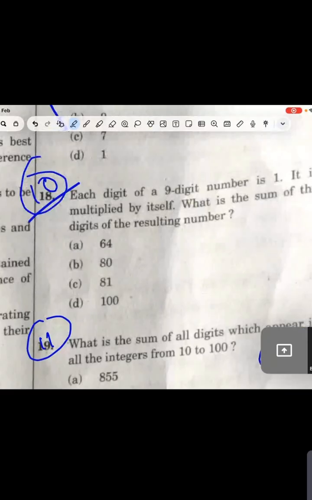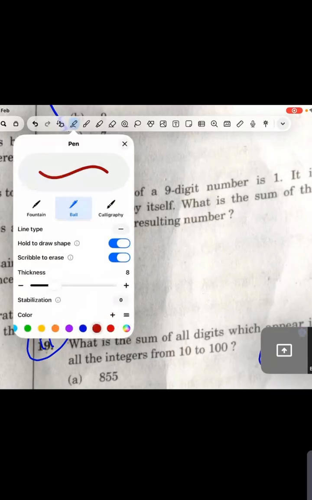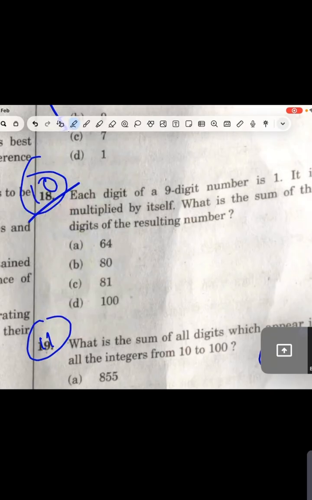Each digit of a 9-digit number is 1. It is multiplied by itself. What is the sum of the digits of the resulting number? See guys, very interesting question. The question is saying you write 1 nine times: 1, 2, 3, 4, 5, 6, 7, 8, 9.